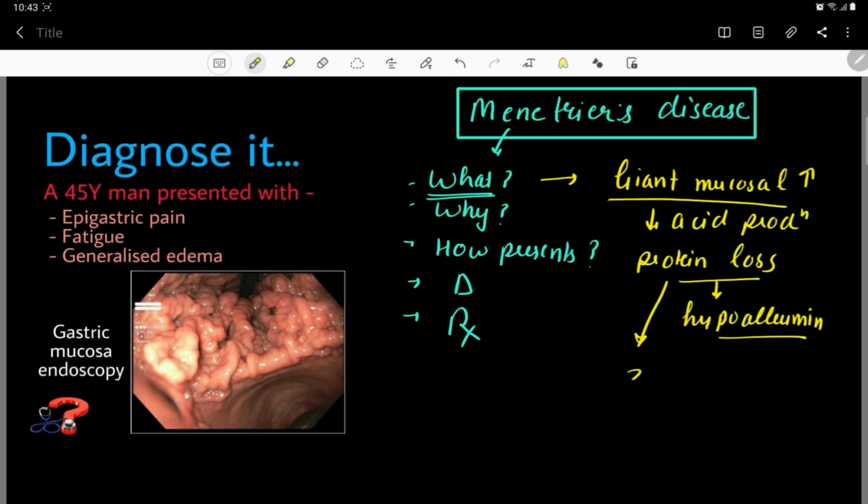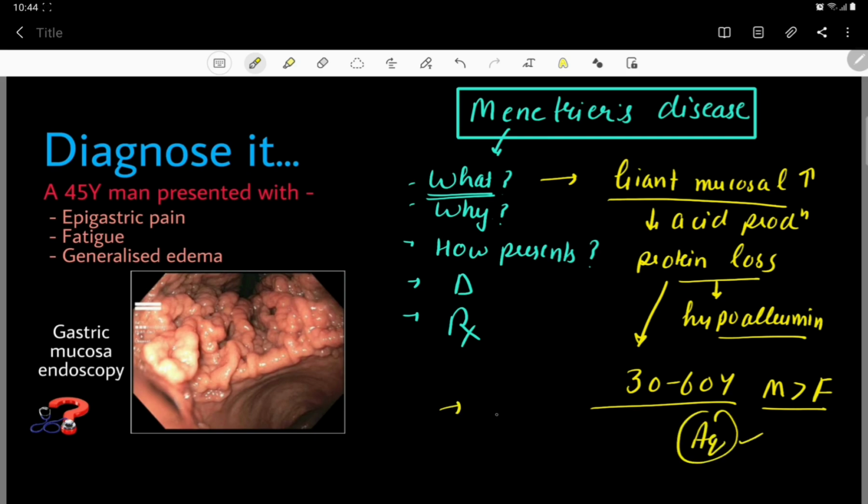Well, it most commonly occurs at 30 to 60 years of age, and is more prevalent in the male population as compared to females, and this is an acquired disorder. In adults it is mostly a progressive disorder, but in children this is associated with CMV and H. pylori infection, and most of the time this is a self-limiting disease, and the child gets better within some weeks.